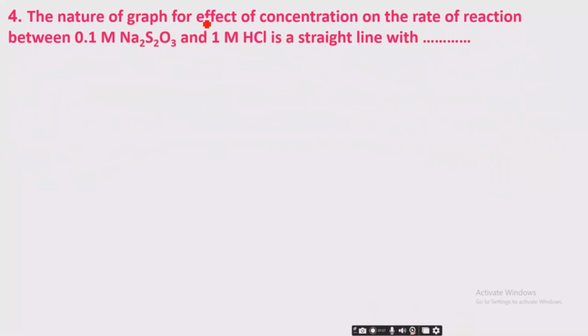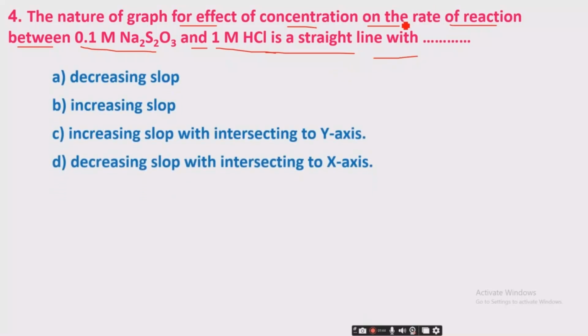So next, the nature of graph for the effect of concentration on the rate of the reaction between 0.1 molar sodium thiosulfate and 1 molar HCl is a straight line with, and these are the options for this question. So the correct option is option B, that is a straight line with increasing slope. So let's see the explanation for this question.